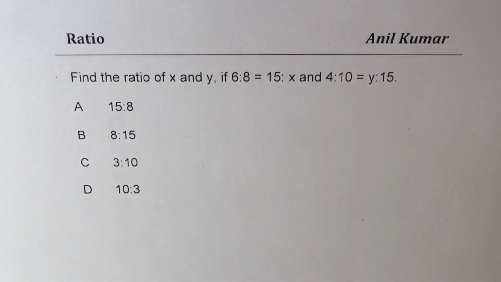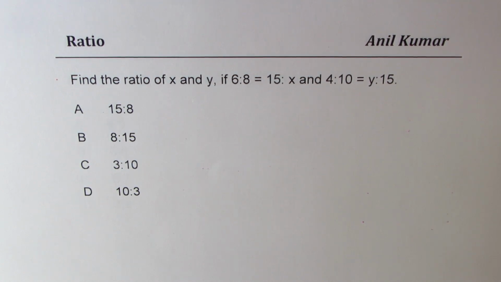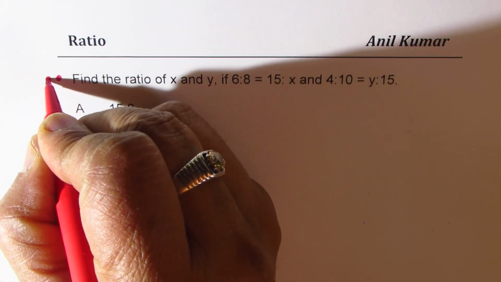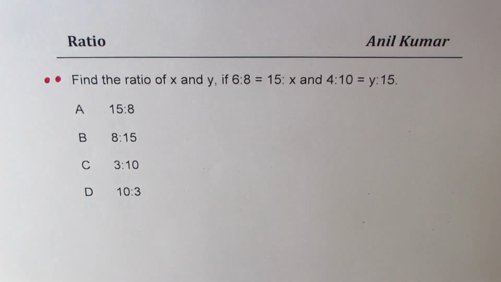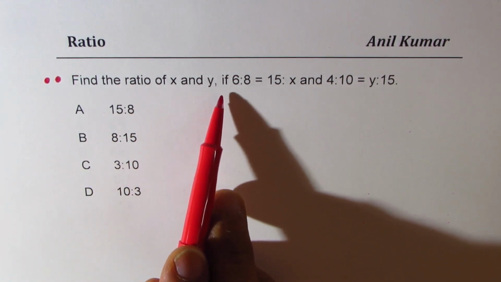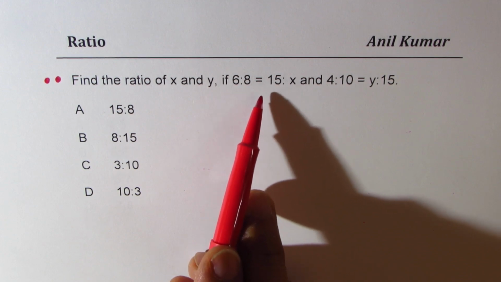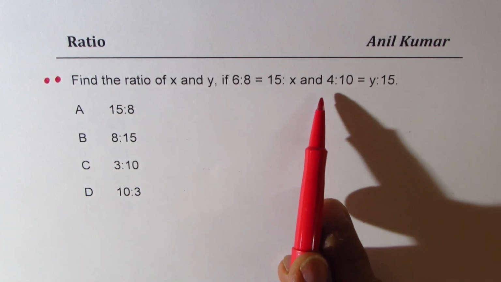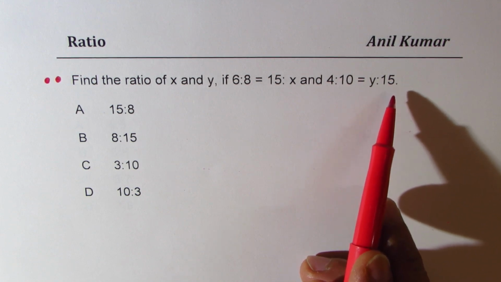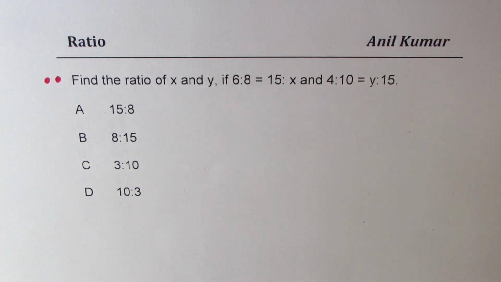Now let's move on and take up another question. I'd like you to pause the video now, take some rest, and then continue. Now here is a very tricky question. So let me give it a rating of slightly difficult question. Find the ratio of x and y if 6 is to 8 equals 15 is to x and 4 is to 10 is y is to 15. Correct? So that is the question for you.